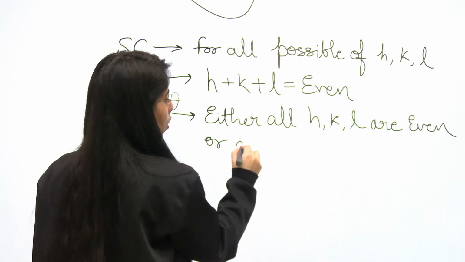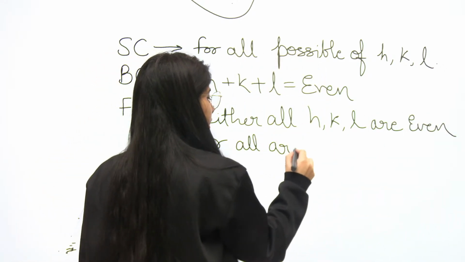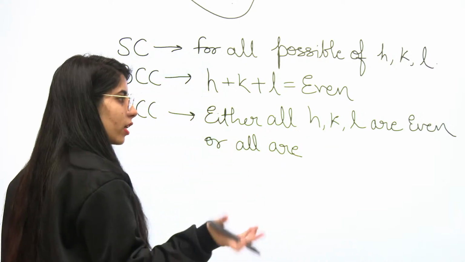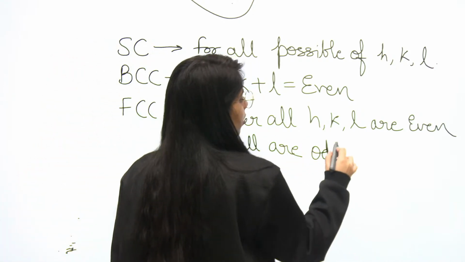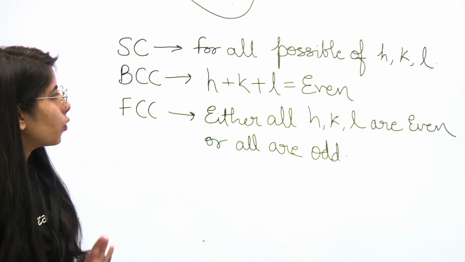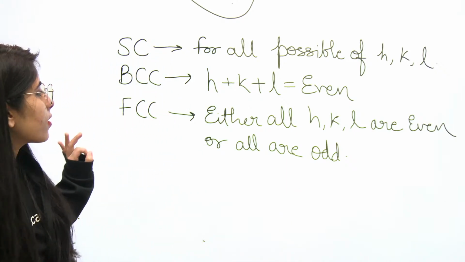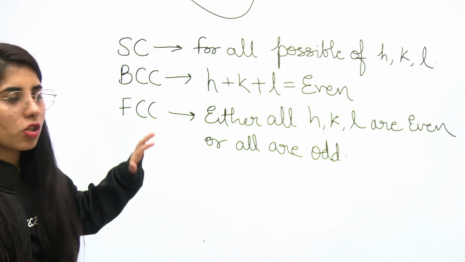Or all are odd. That means either all will be even, then you will get a diffraction peak, or all will be odd, then you will get a diffraction peak. Otherwise, you are not going to get it. Clear? So that's how for the FCC case you will get the diffraction peak.